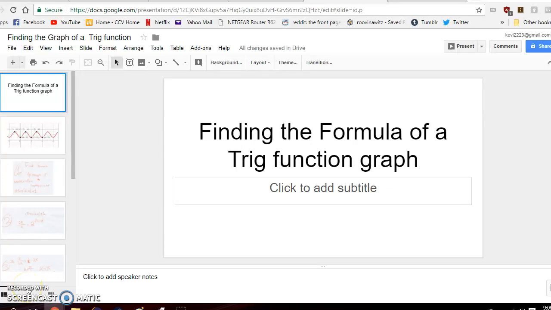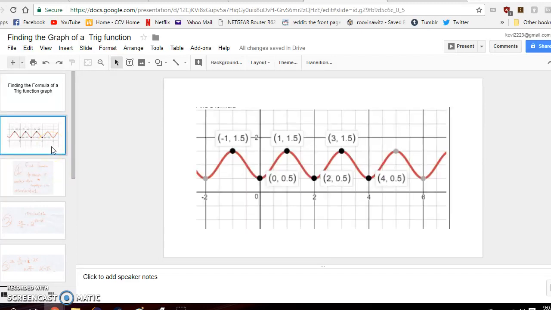In this video, I have been asked to find the formula of a trig function based off of a graph. This graph in question is seen here, having a maximum of 1.5 and a minimum of 0.5 every period, as you see here. Now, first thing I need to do is determine whether this is sinusoidal or cosine or tangent or whatever function we are trying to find.